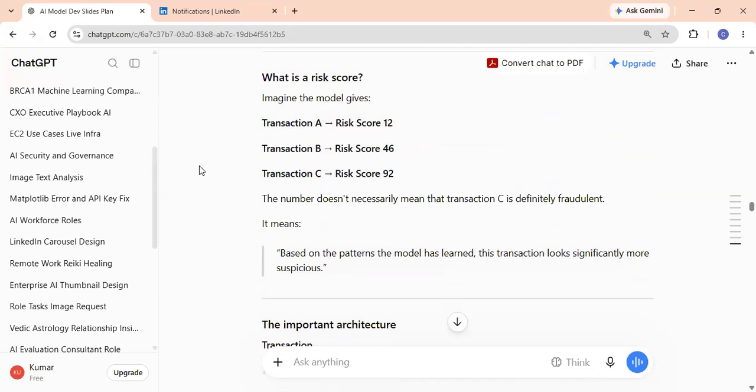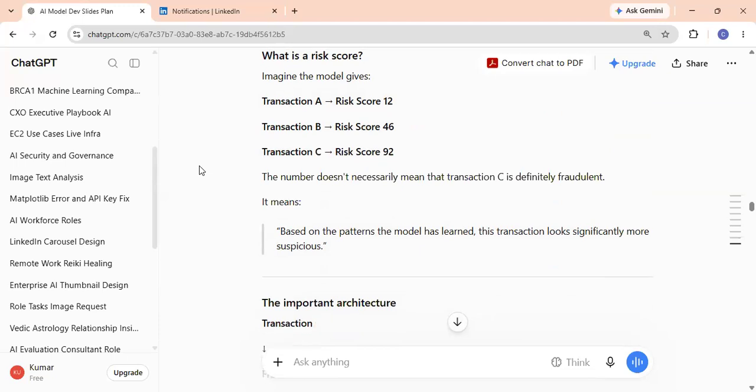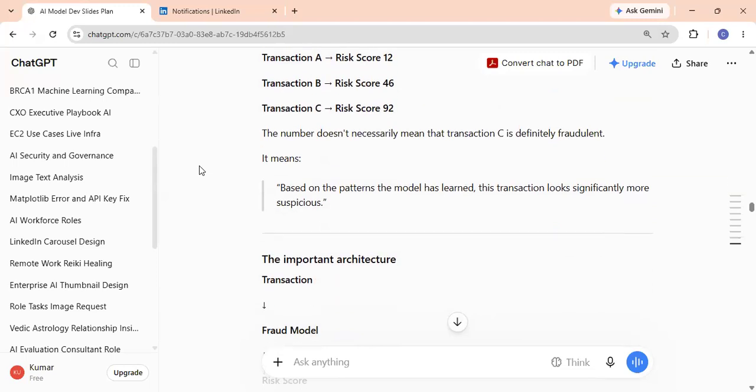The risk score 96 does not necessarily mean transaction C is definitely fraudulent, but we need to assess it. A business decision needs to be taken with the risk score. Based on the patterns, the model has learned this transaction looks significantly more suspicious. But suspicious transactions, who needs to approve it as a fraudulent transaction? The stakeholders. Am I right?